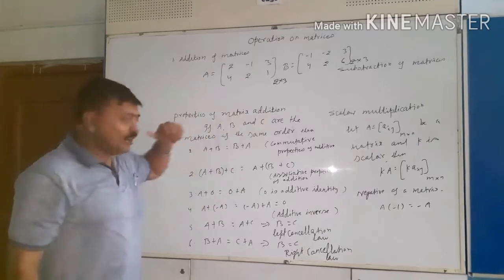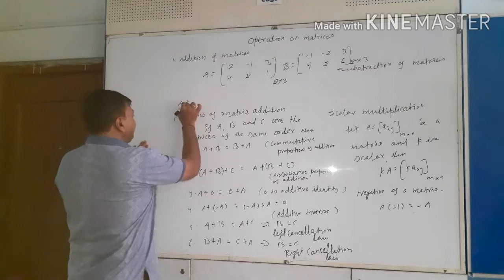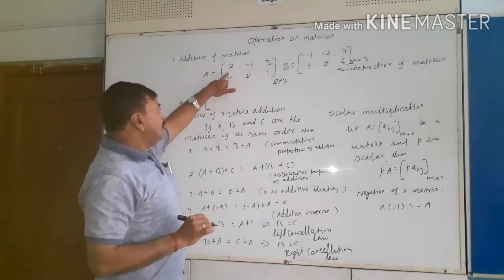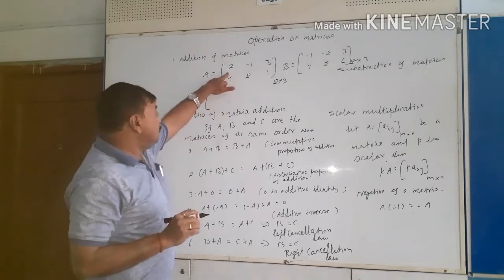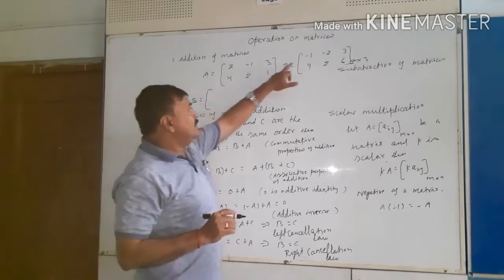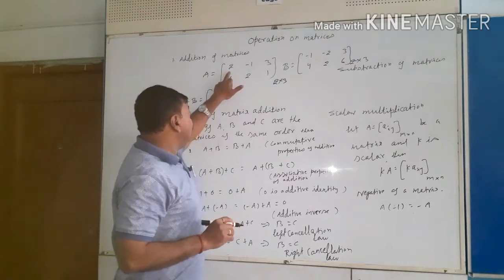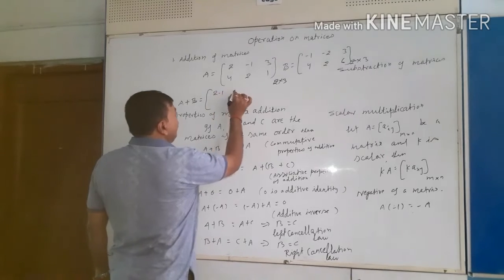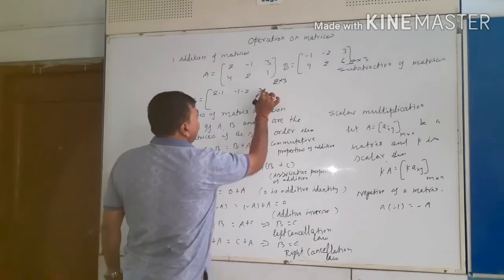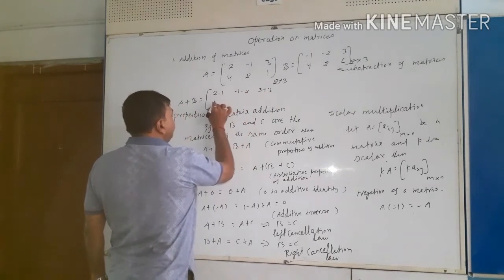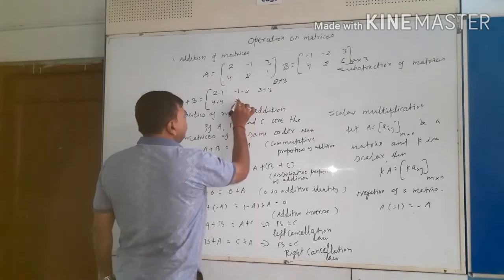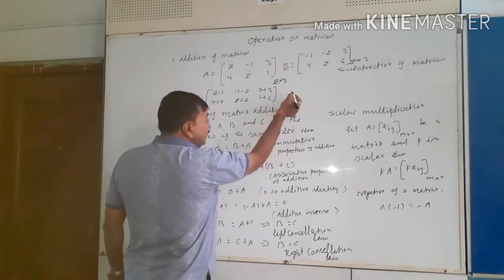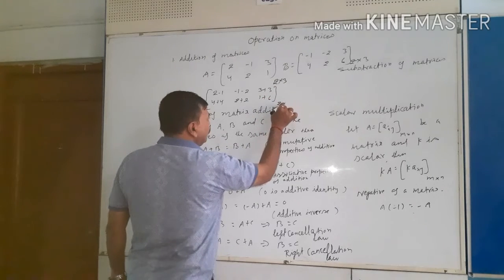Now, if we are going to add A plus B, it is very simple. We have to add the corresponding entries. Suppose it is A11 and it is also B11. So here we have to add 2 plus minus 1, minus 1 plus minus 1, 3 plus 3, 4 plus 4, 2 plus 2, and 1 plus 6. It will be the same order, 2 by 3.